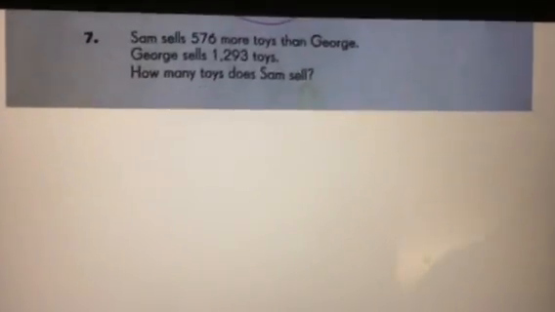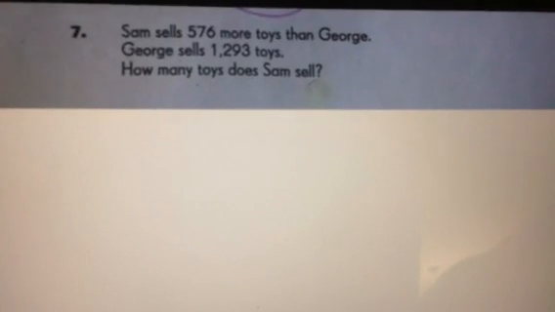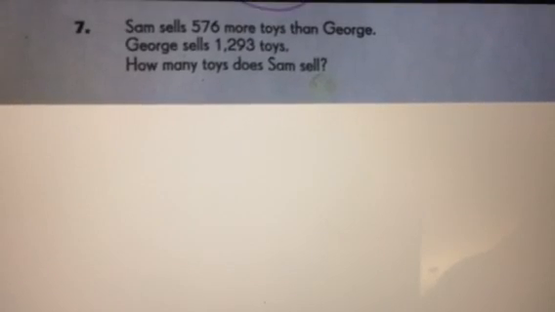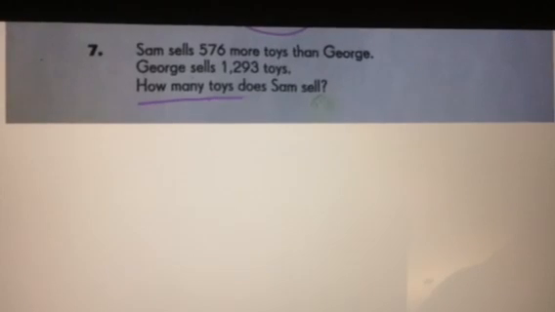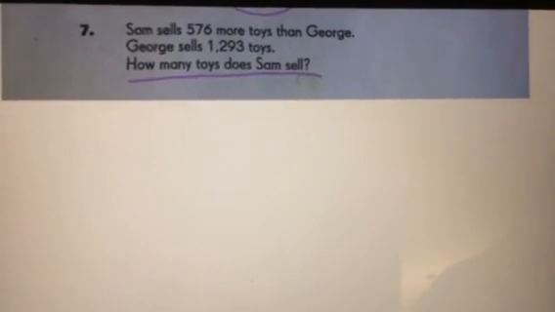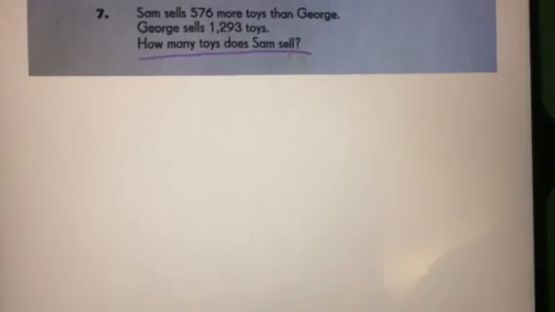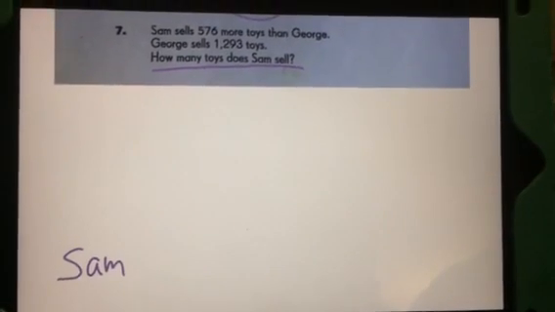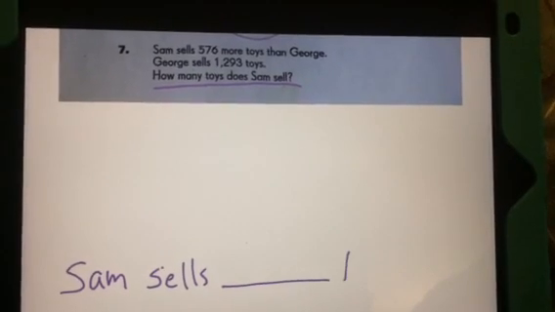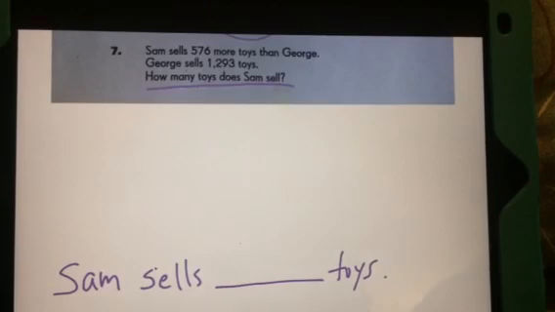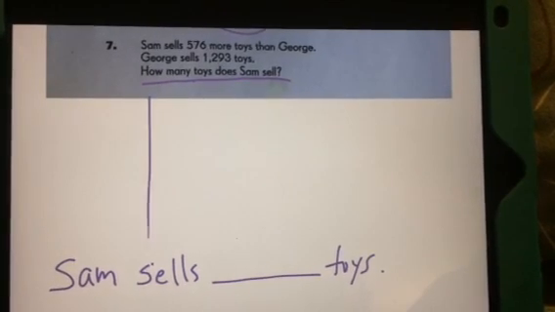Last one. Step number 1, read the problem. Sam sells 576 more toys than George. George sells 1,293 toys. How many toys does Sam sell? Step number 2, write the answer statement. If the question is how many toys does Sam sell, my answer will be Sam sells blank toys. Step number 3, draw the starting line.